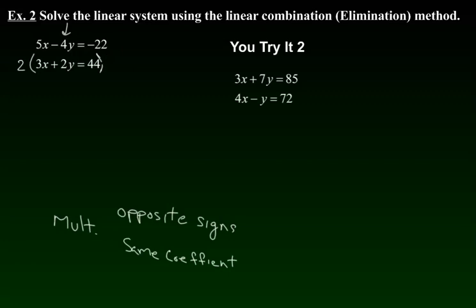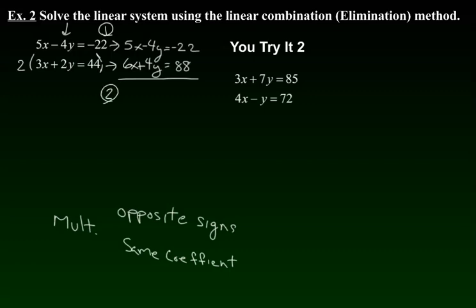Let's do this. So my first equation doesn't change. It's still 5x minus 4y equals -22. My second equation, 2 times 3x is 6x. 2 times 2y is 4y. And 2 times 44 is 88. So that was our step 1. We had to multiply. Our step 2, we're going to add these two equations together.